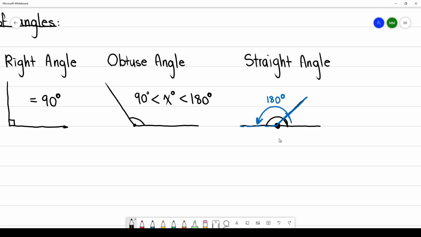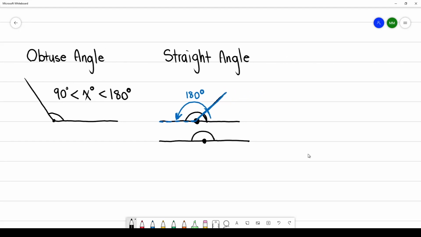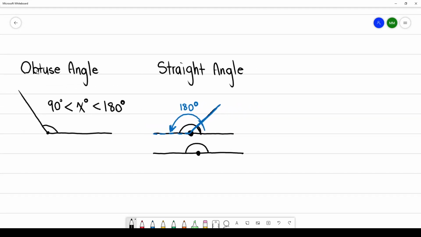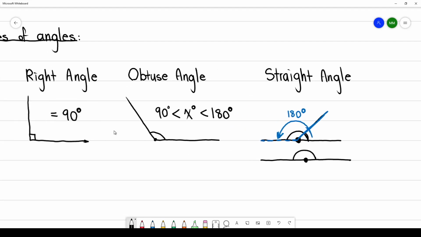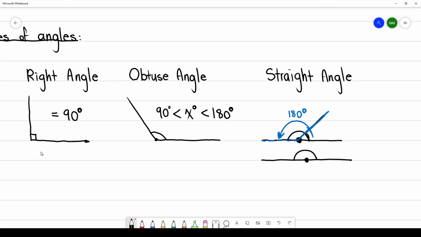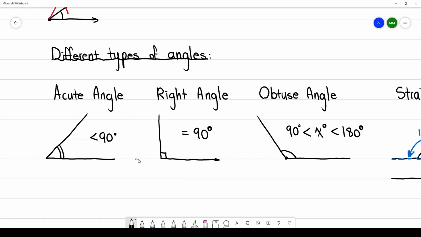Okay, I'll draw again. So here, straight angle. If this is the origin, we indicate a straight angle with this semicircle, this half circle thing. And then an obtuse angle is anywhere between this and this. So this is a straight angle here, and anything here, here, here, that's an obtuse angle.